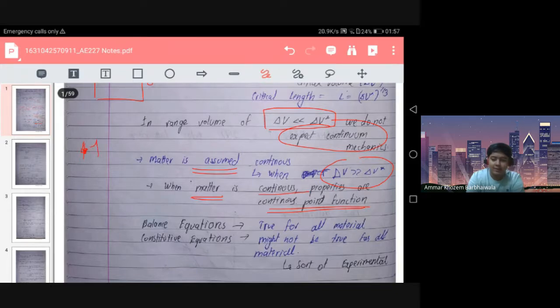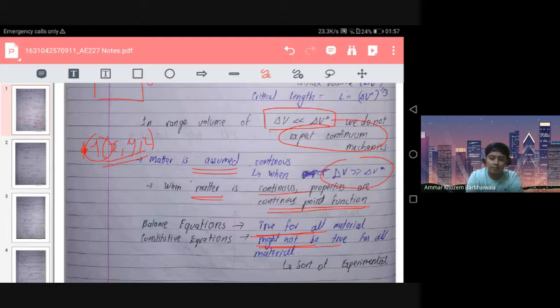Density is a scalar field, so at a point I can define rho of xyz. At any point xyz, if I put in the coordinates, I have a function which gives me the density at that point. So that function of density is a continuous point function. We can also define two types of equations: the balance equations, which are true for all materials, and constitutive equations, which might not be true for all materials.